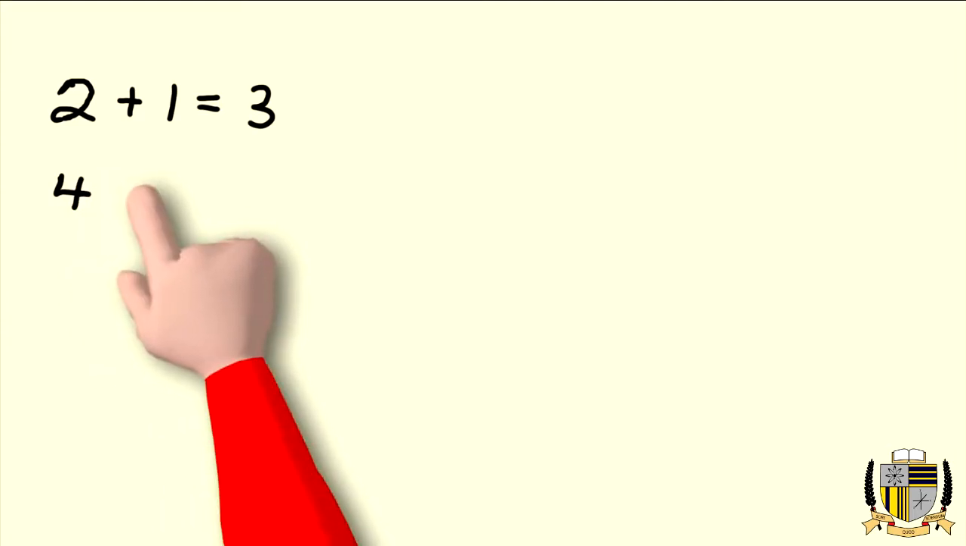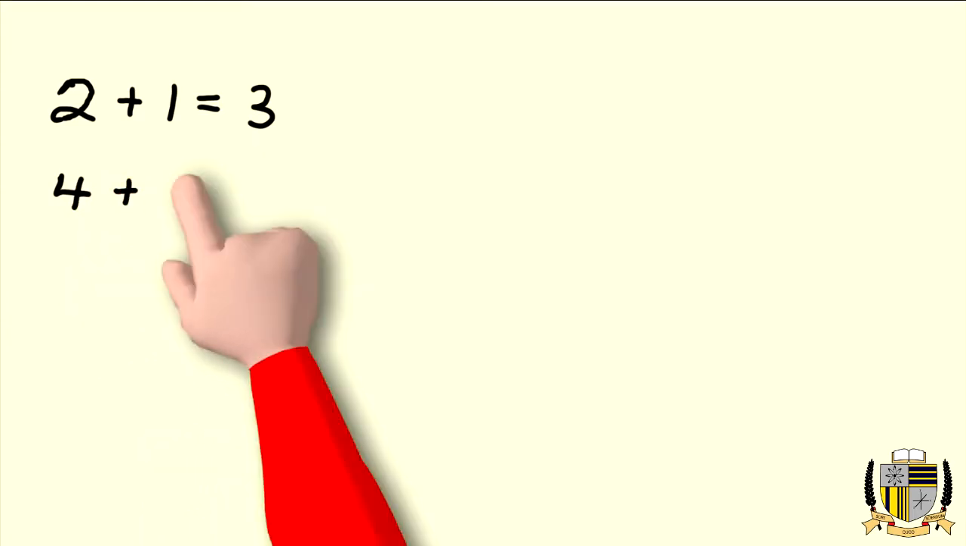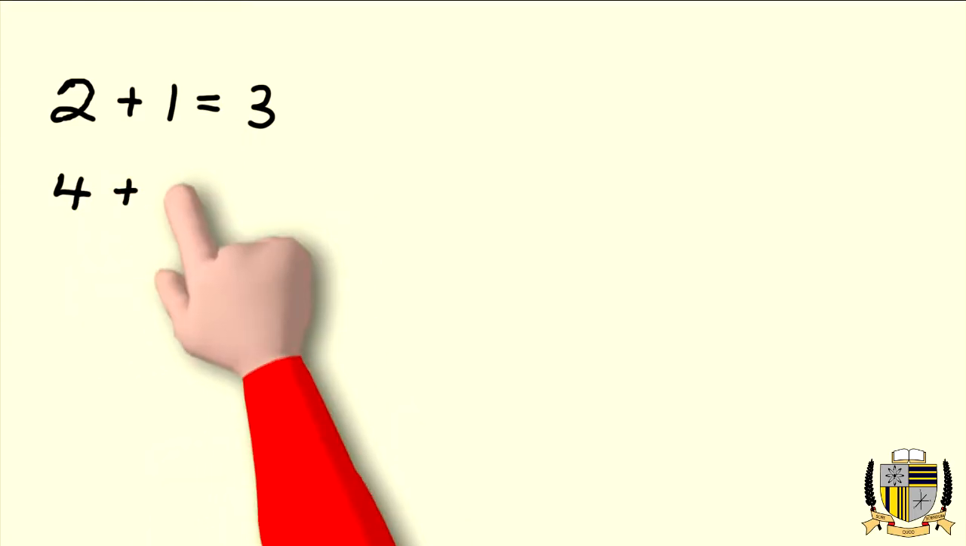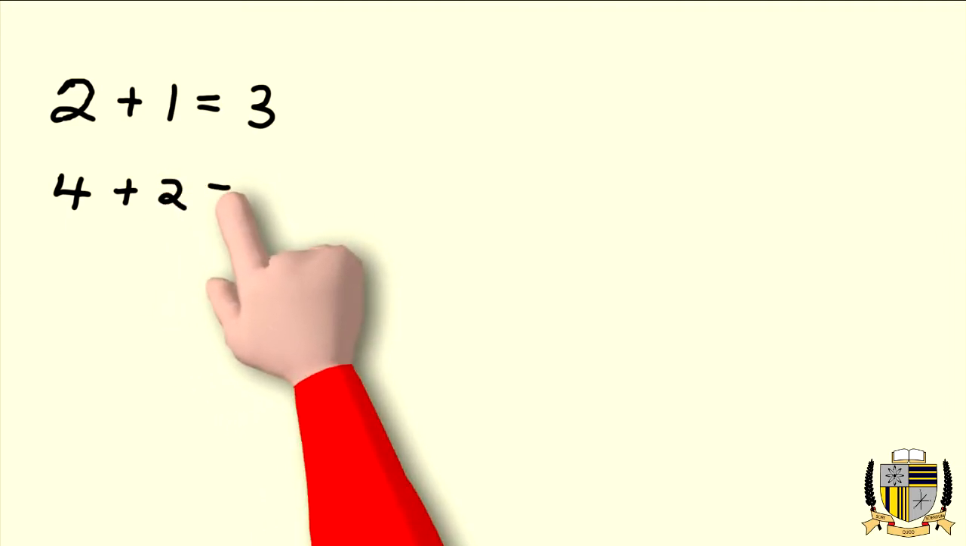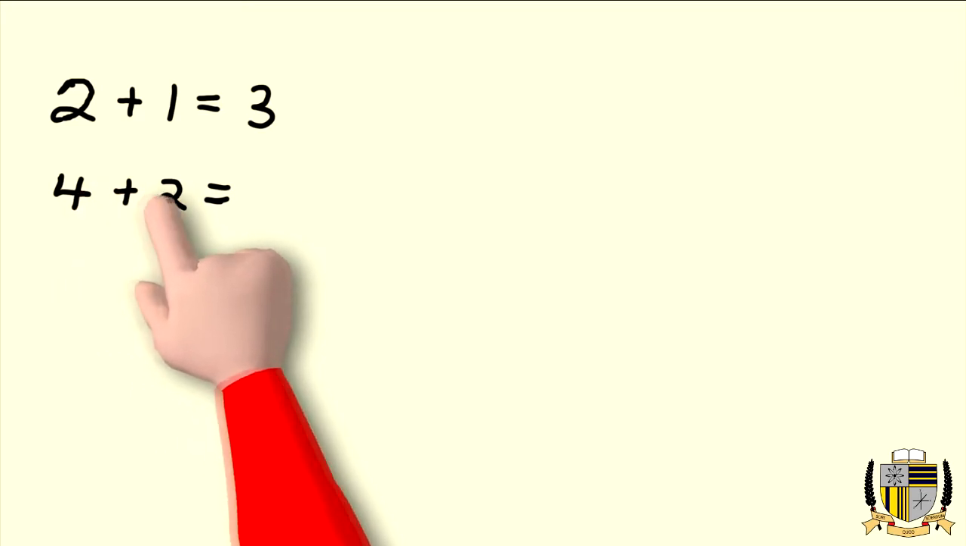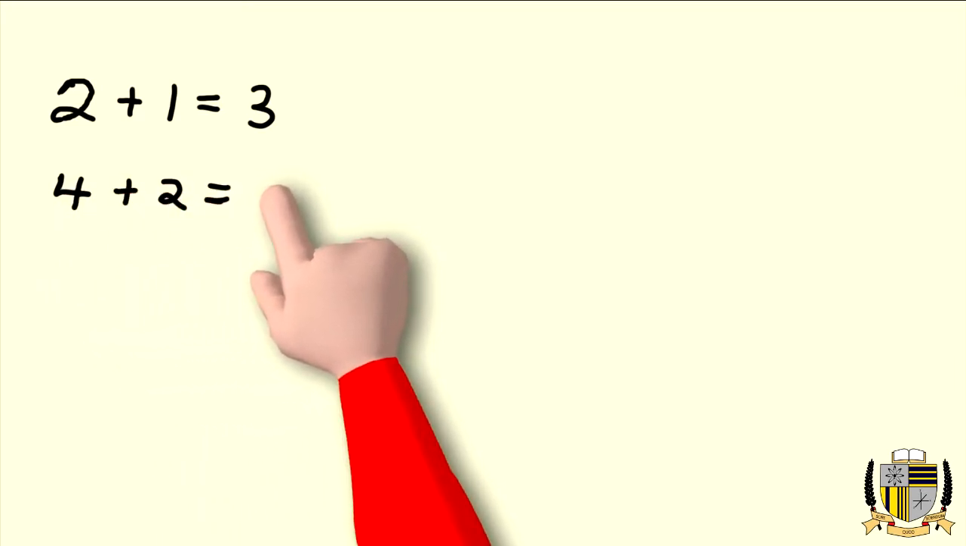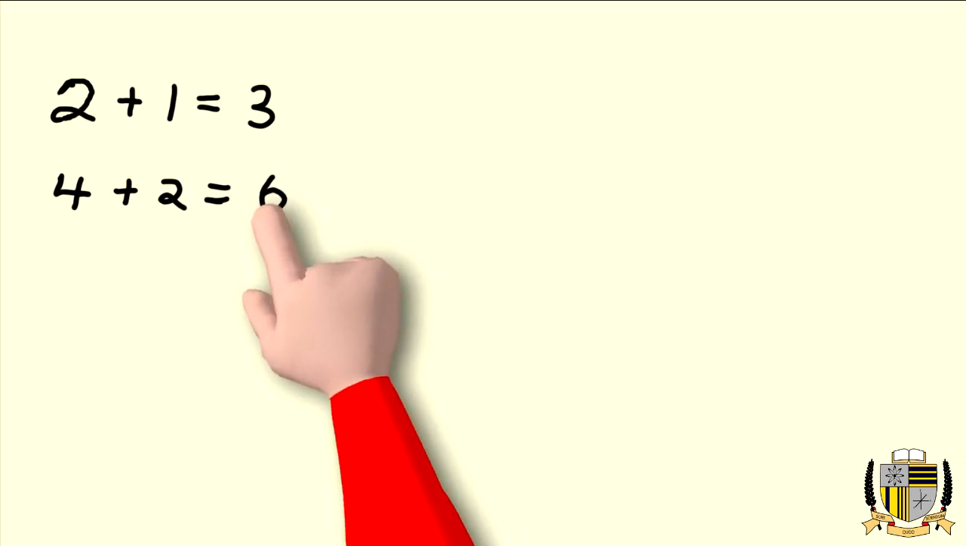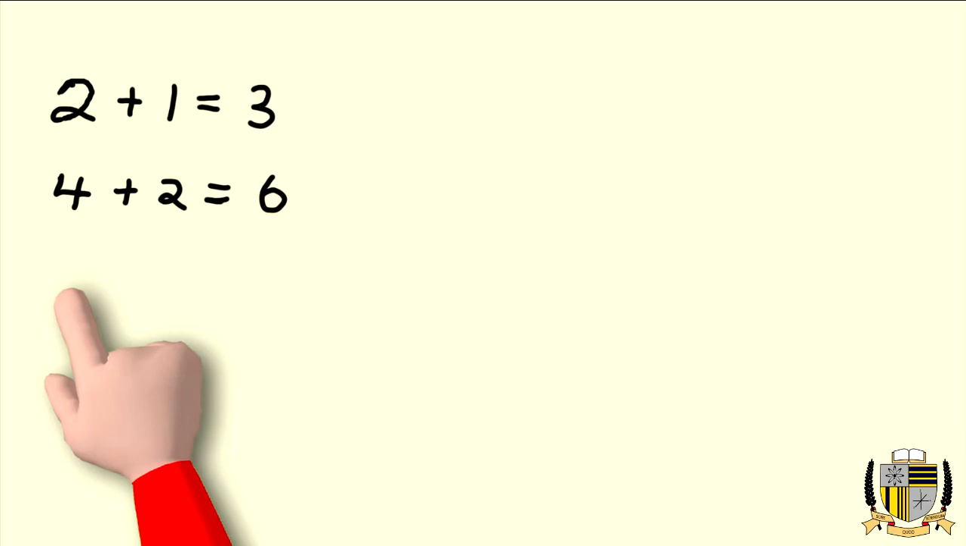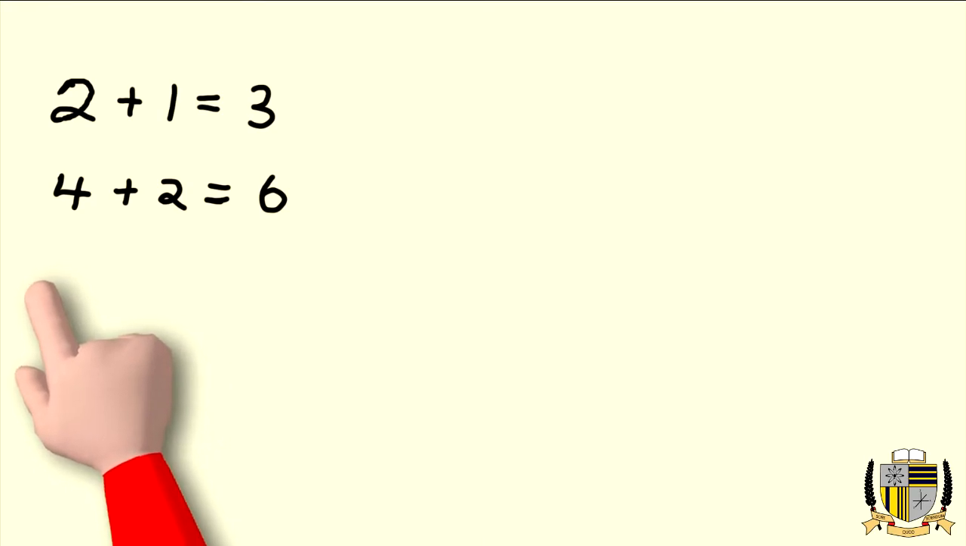A 4 plus 2. So 4 plus 2, which is a positive 4 plus a positive 2, is just regular old 6. Again, the signs are the same and we're adding them.